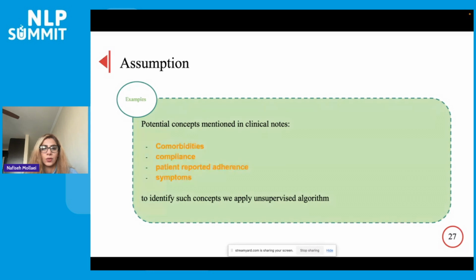As you know, these notes are unstructured data, and our main goal is to find different kinds of conceptual information from these notes. This information can be comorbidities, complaints, patient-reported adherence, and symptoms. Sometimes these points and factors are hidden in the notes. By using a large language model, we can find, for example, comorbidities in our clinical notes.